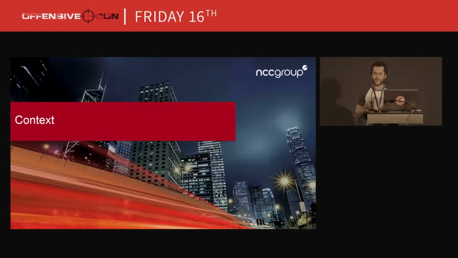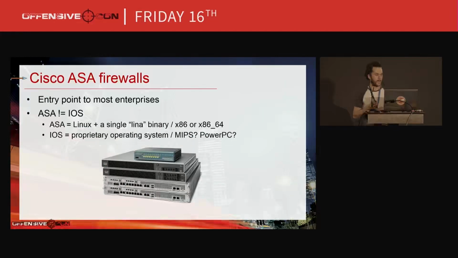So a little bit of context. What is a Cisco ASA firewall? Basically, if you use a VPN to connect to your company, which you probably do, you probably have a Cisco ASA. You have other manufacturers like Juniper or whatever, but it's basically the entry point to your enterprise. The other thing to know is that ASA is different from IOS.